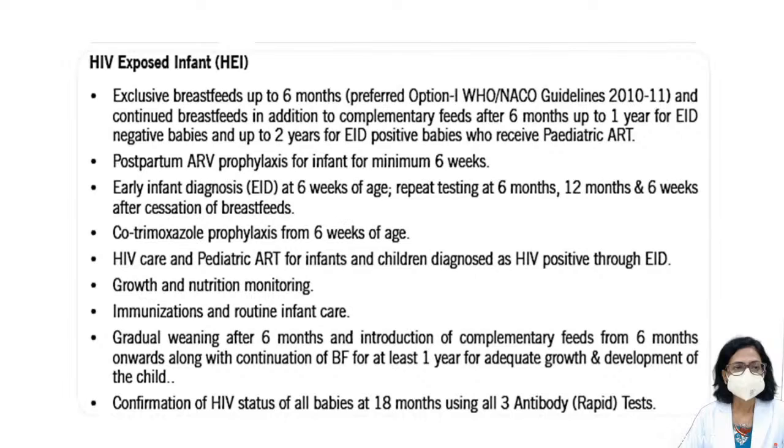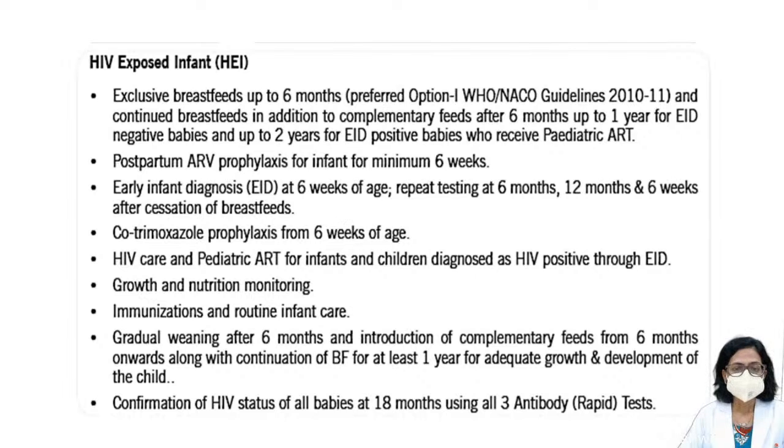So how do we manage HIV exposed infants? The Government of India guidelines are exclusive breastfeeding up to 6 months and continued breastfeeding in addition to complementary feeds after 6 months, up to 1 year for early infant diagnosis negative babies, and up to 2 years for babies who have been diagnosed with HIV and who receive pediatric ART. Postpartum antiretroviral prophylaxis for all infants for a minimum of 6 weeks, whether breastfed or not.